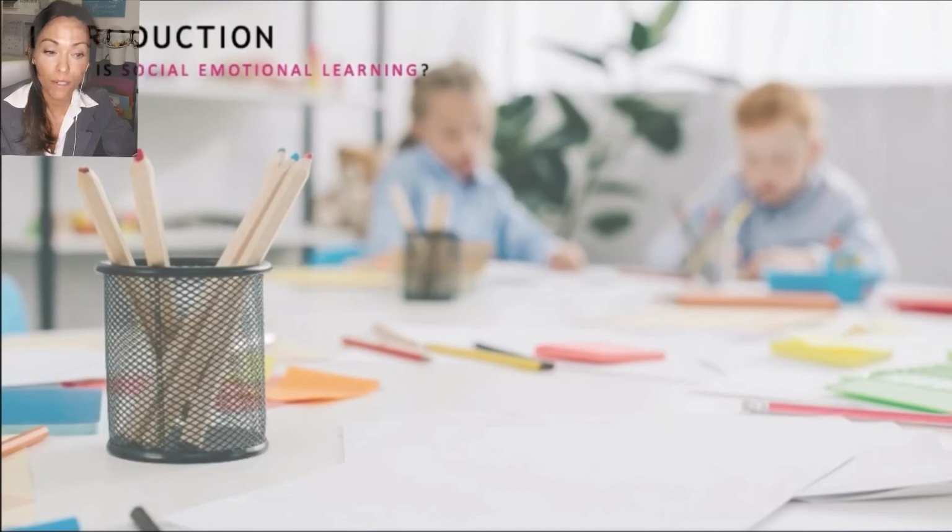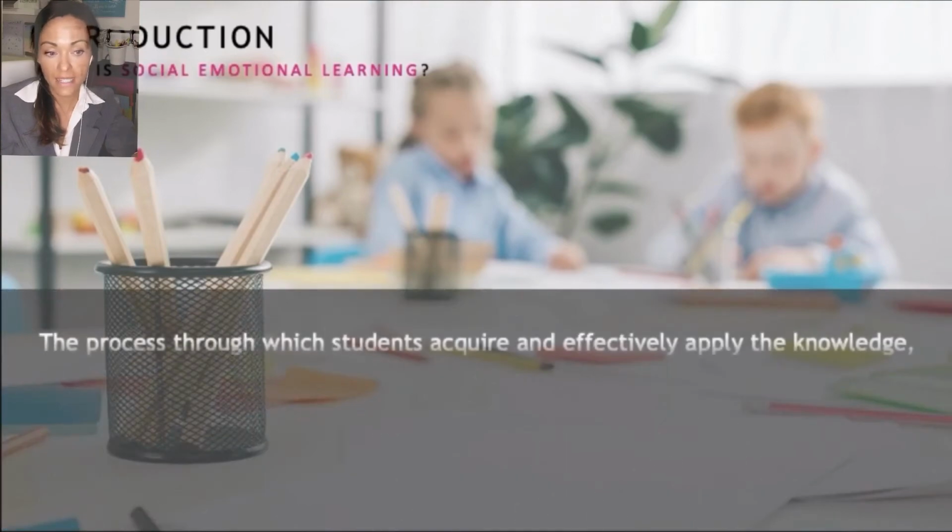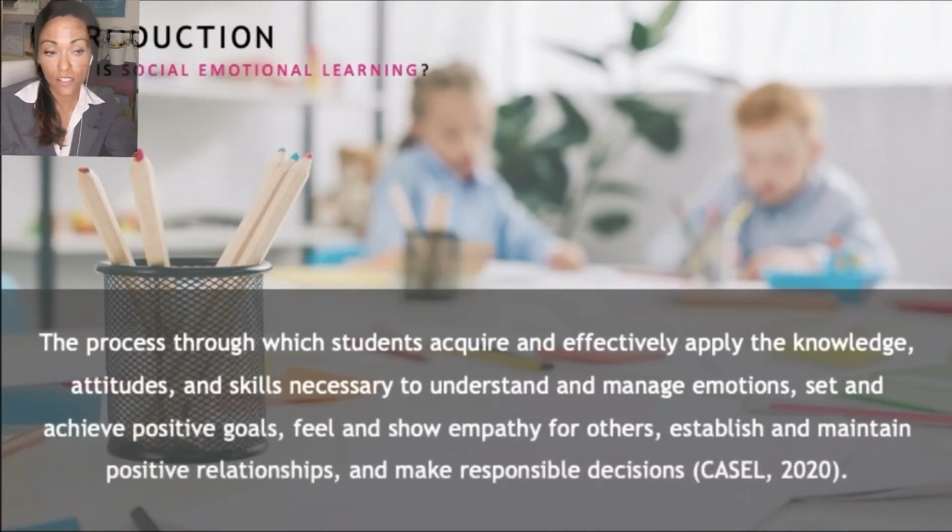Now, first of all, what is social and emotional learning? The Collaborative for Academic, Social and Emotional Learning, also known as CASEL, defines social and emotional learning as the process through which children and adults acquire and effectively apply the knowledge, attitudes, and skills necessary to understand and manage their emotions, to set and achieve positive goals, to feel and show empathy for others, to establish and maintain positive relationships, and to make responsible decisions.